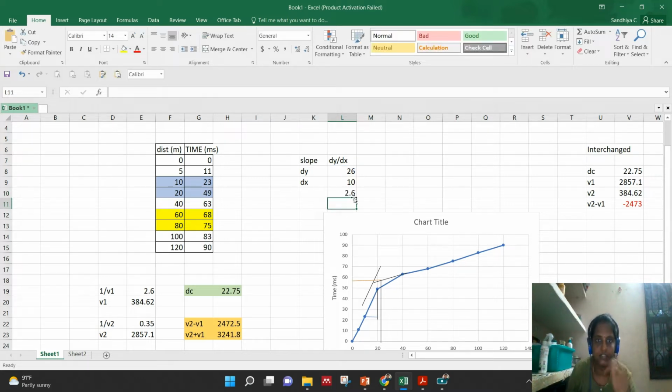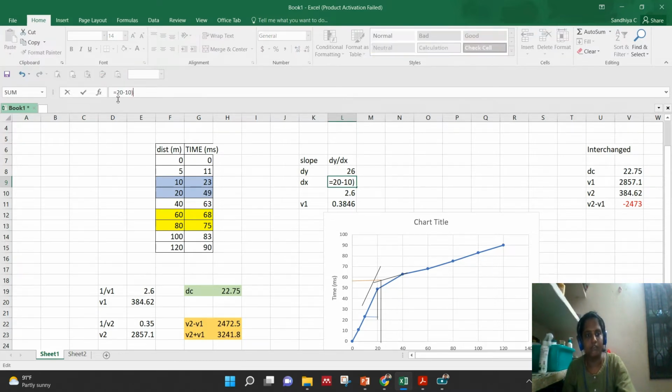So you get 2.6. This is nothing but 1 by v1. 1 by v1 is the velocity of this direct wave. So 1 by v1 is 2.6, and v1 is the inverse of this value, so 1 divided by 2.6. That is going to be your v1, and into 1000 we have to do, because this time is in millisecond. We need the value in meter per second, so divide by 1000.